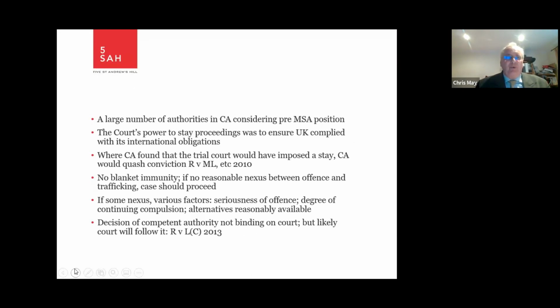There's no blanket across the board immunity if you get a positive NRM concluded grounds decision. All sorts of factors had to be looked at, including the seriousness of the offence. And as John's already mentioned, the decision of a competent authority is not binding on the court, although it was felt to be likely that the court would follow it. And in one of the cases, there's quite a strongly expressed sentiment that the court thought that the CPS would be likely to follow it as well. If we could move on, please.